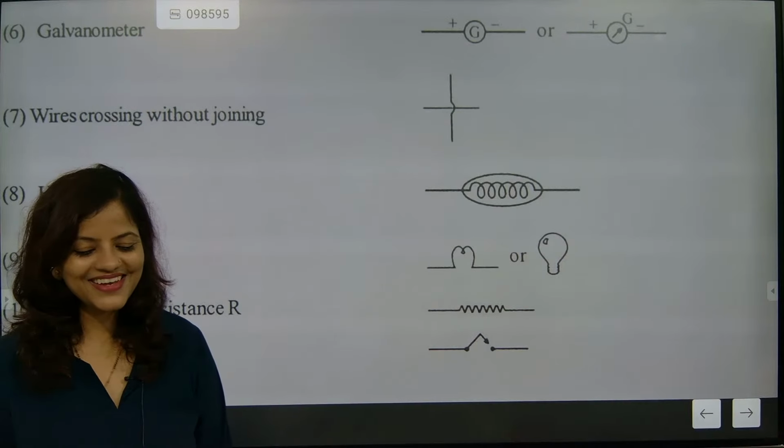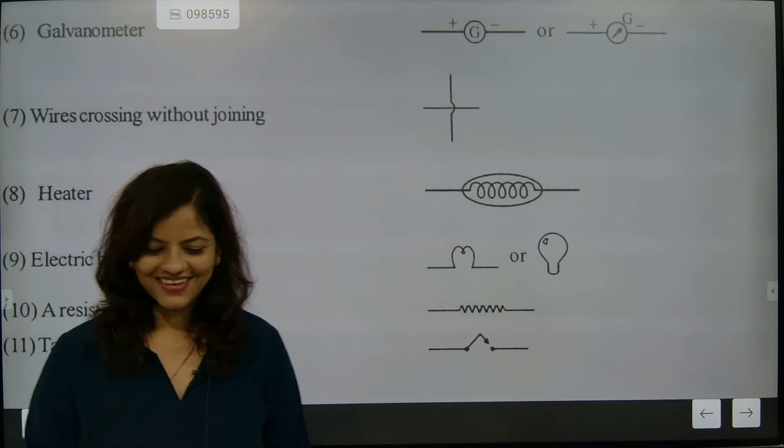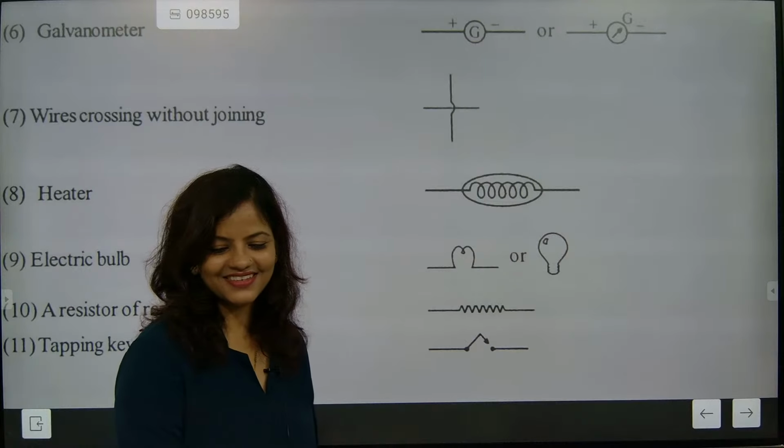Yes, social science. That is social science class, huh? That's not a social science class. That's my science class.